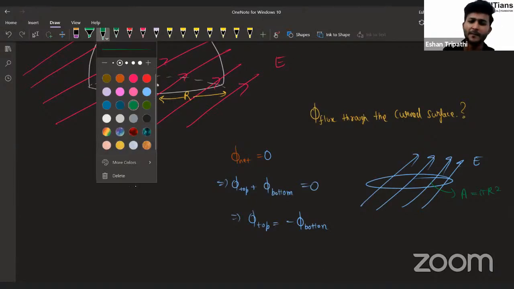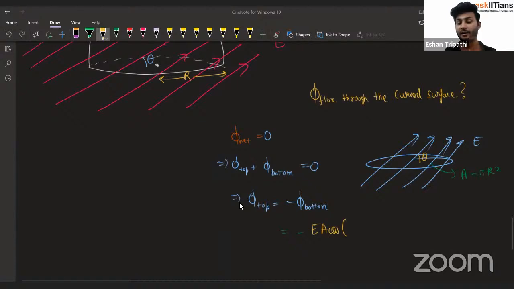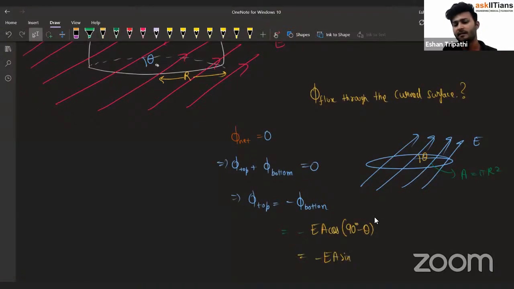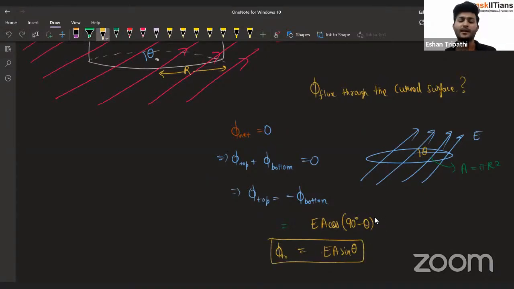But the most common mistake that people make, and some of you did make over here, is the angle. Electric field is E, area is A, but what's the angle between them? The angle was given as theta, but theta is not the angle between the electric field and the area vector. It's 90 minus theta. So that's minus EA sine theta. Flux through the top. Like I should not write minus. I'm so sorry, guys. I should be talking about magnitude. Actually, from the bottom, it's incoming, so it is negative. Okay, let's talk only about the magnitude. Yeah, so the answer is EA sine theta.